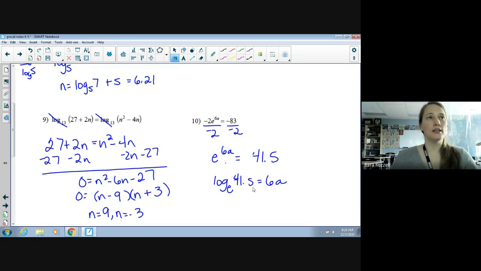And when you're evaluating this in your calculator, you can say log 41.5 divided by log e if you want. That will give you your answer. But log base e is the same thing as what? We have a different way to write that. The ln, right? So that is just ln of 41.5 equals 6a.